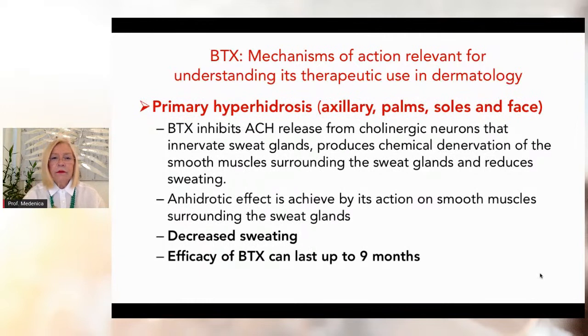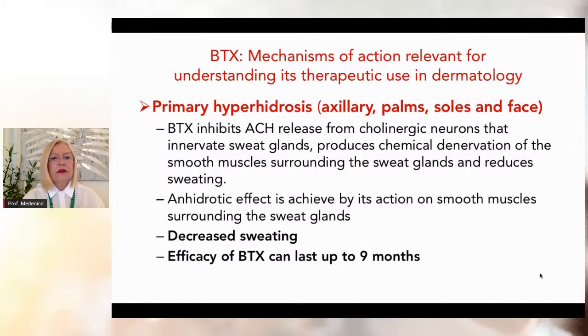Okay, we will try to explain mechanisms of action which are relevant for understanding this very broad therapeutic use in dermatology. So, when we are talking about primary hyperhidrosis, we should mention that botulinum toxin inhibits acetylcholine release from cholinergic neurons that innervate sweat glands, produces chemical denervation of the smooth muscle surrounding the sweat glands, and reduces sweating.